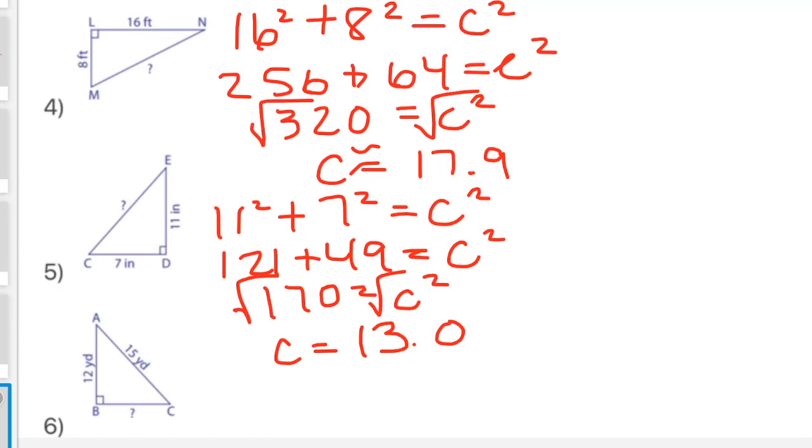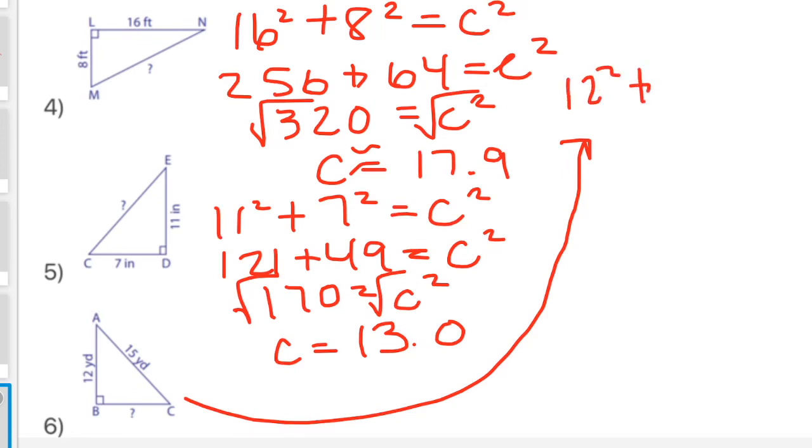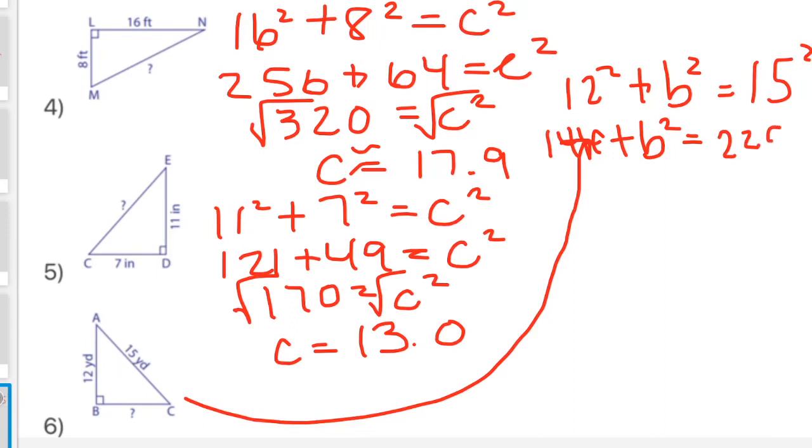Number 6 is the first one where we are missing a leg, and I don't quite have enough room to do it down here, so I'm just going to draw an arrow and work it out on this space next to it. So we have 12 squared plus b squared, we're missing that side length, equals 15 squared. So I have 12 squared, which is 144, plus b squared equals 15 squared, which is 225.